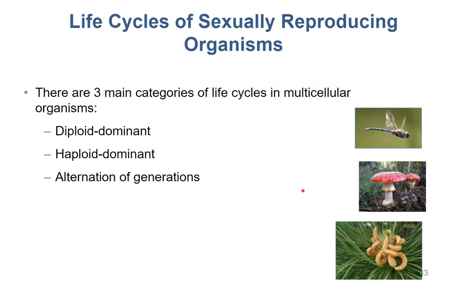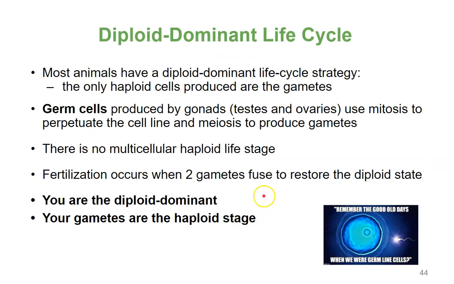Okay, so the life cycles of sexually reproducing organisms could be one of 3 things. We are diploid dominant, meaning that our main form, like your body, is diploid most of the time, correct? The other 2 are haploid dominant, and then alternation of generations, so they switch between diploid and haploid. Okay, so let's look at these.